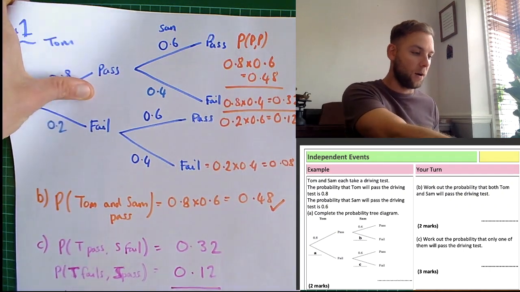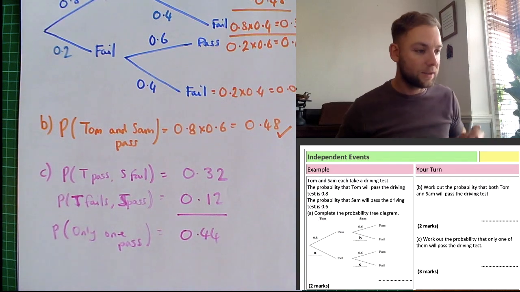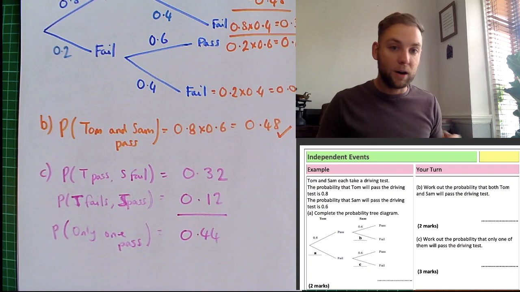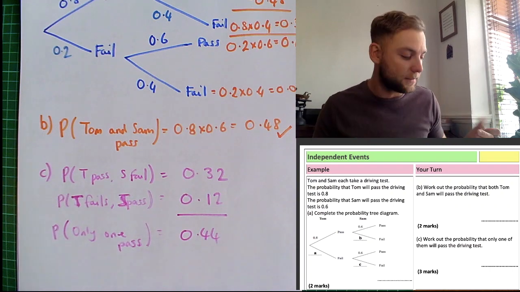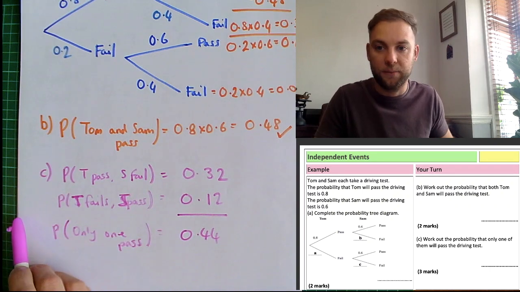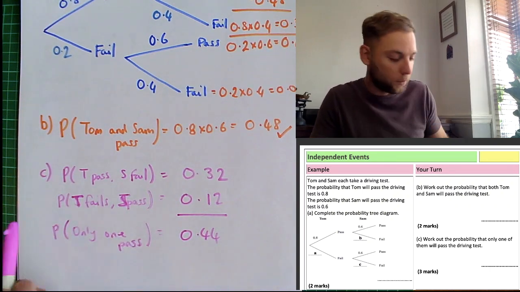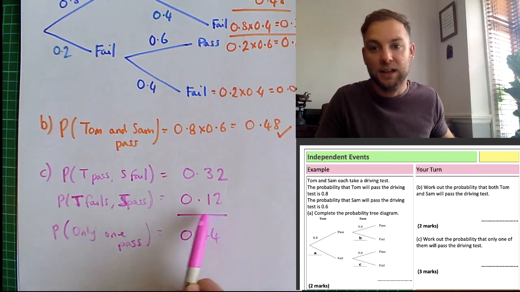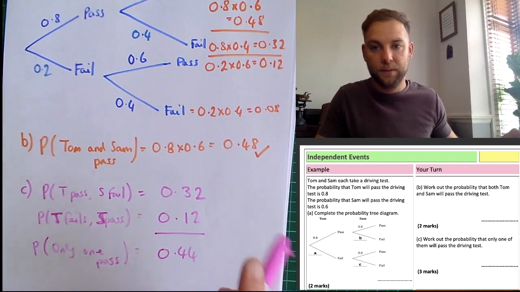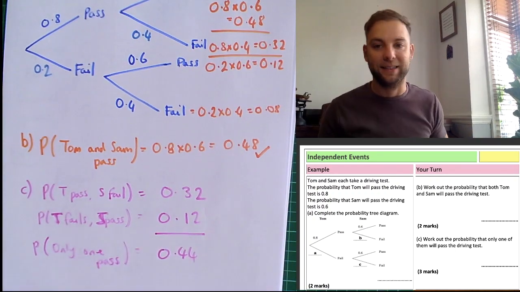Now the tricky part was this one here, part C. And notice that that was worth 3 marks. So it says here, work out the probability that only one of them will pass the driving test. Well, there's actually 2 times that this comes up. It's this one here and this one here. So the probability that Tom passes and Sam fails, and the probability that Tom fails and Sam passes. So we work out both of those probabilities, which we've already worked out up here. And then because we want the probability of both of these things happening, we need to add these together.